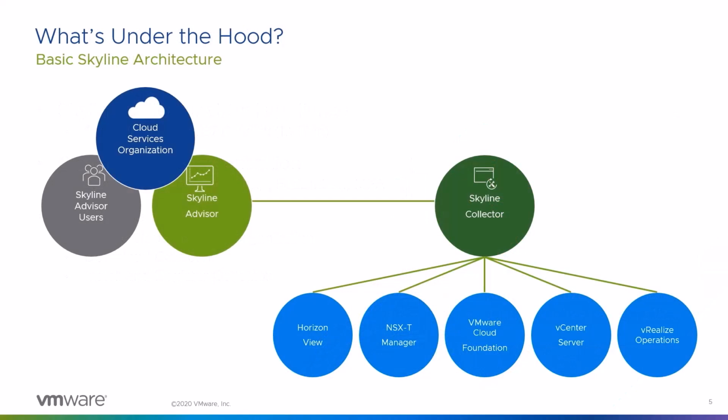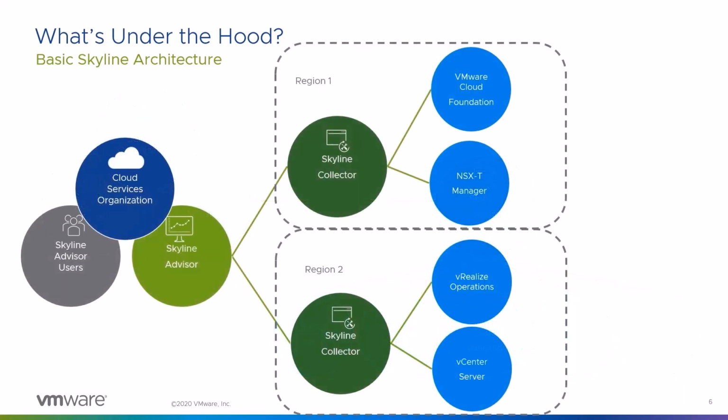And so from a high-level diagram point of view, the architecture looks like this. We have the cloud services organization that you'll create, and a component of that is users, specifically users that will have access to the Skyline Advisor service. And again, both of them sit within the cloud services organization that you're going to create. And the organization will have one or several collectors registered to it. And the collectors, again, are installed in your data center on-prem. And then you can add various endpoints for the collector to monitor. This diagram here shows one collector, but there may be times where multiple collectors are needed.